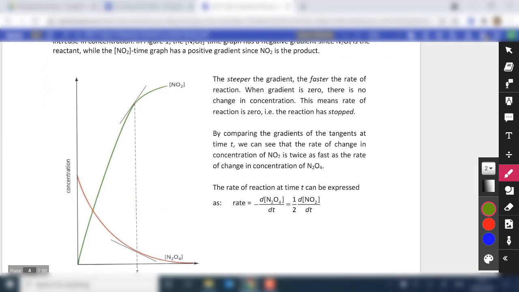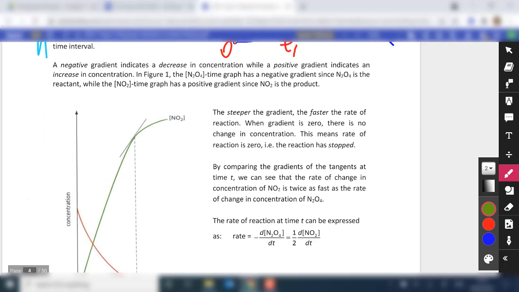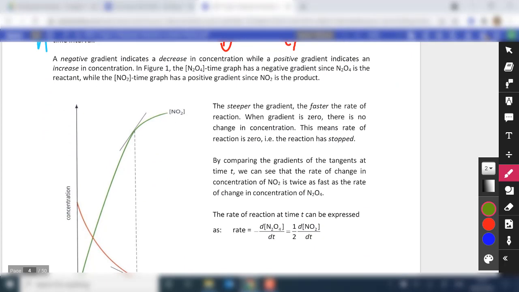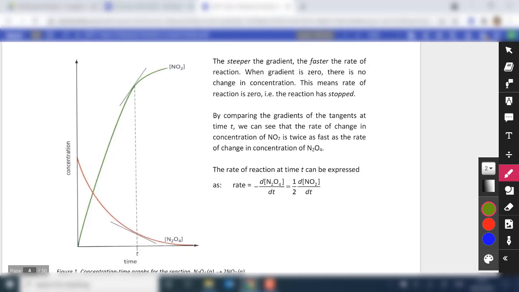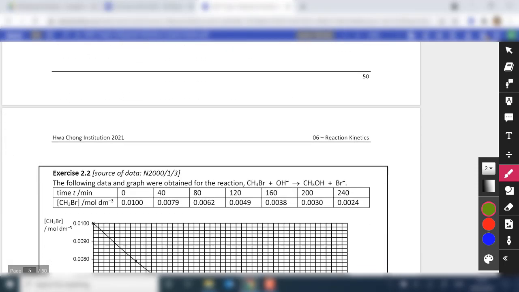I don't think this needs further introduction either. The steeper the gradient is, the faster the rate. I think mathematically you should be aware of this, so I don't want to spend too much time on it.